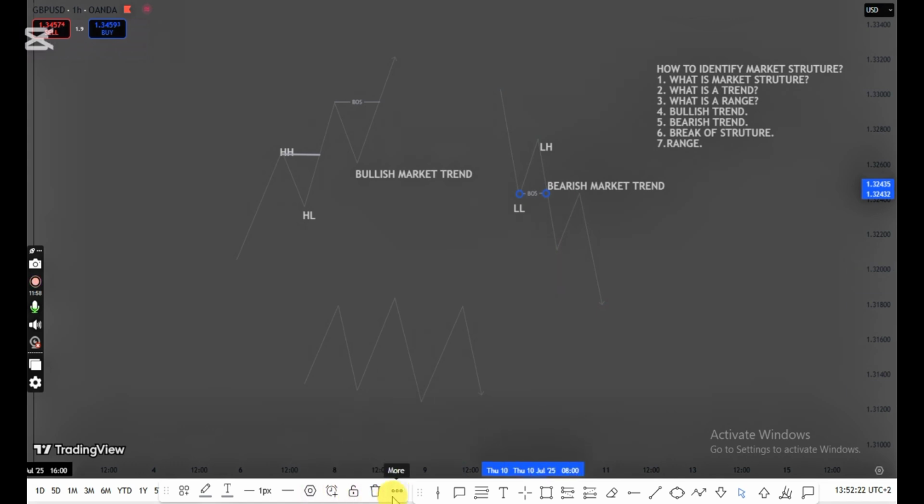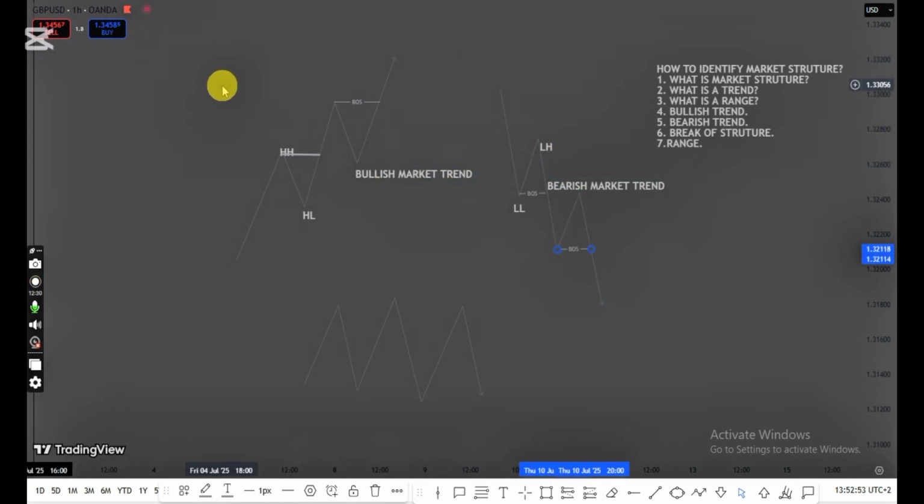Let's clone that. We have a break of structure there and again here, right? So price makes a swing low and a swing high, then breaks structure on the previous low it had created, right? So what we have here is a bearish market trend, right? The market is going down, it is selling, people are selling, right?